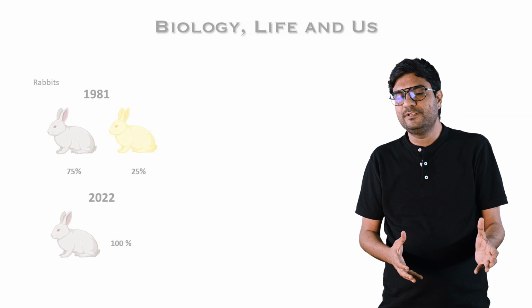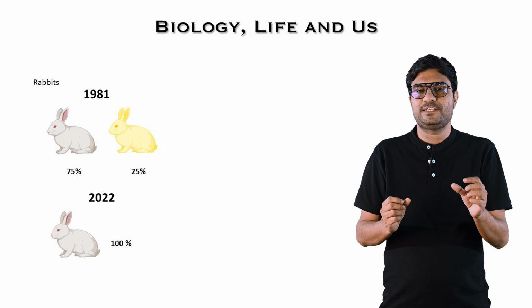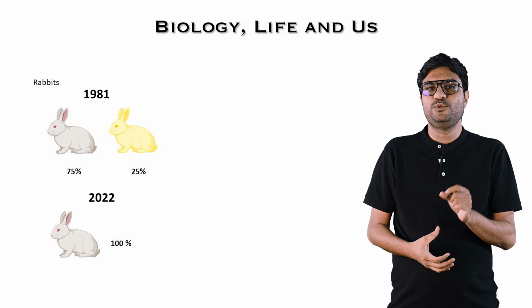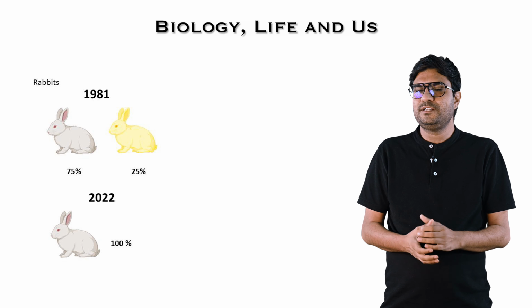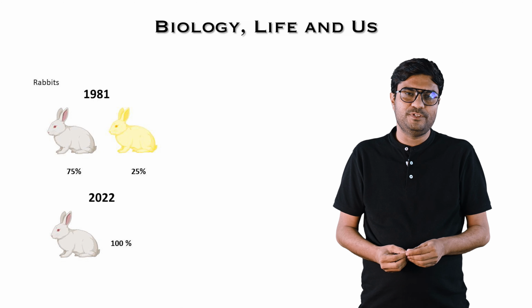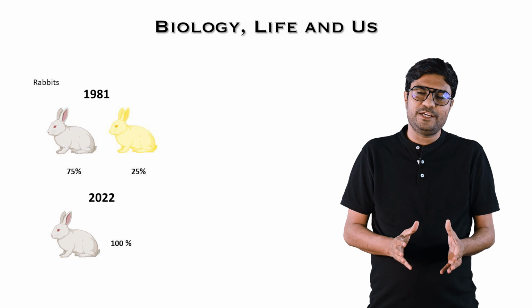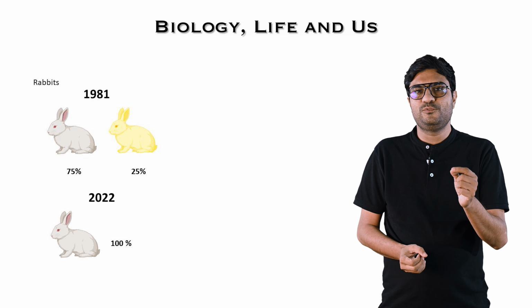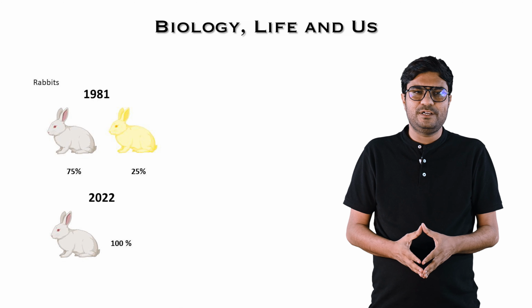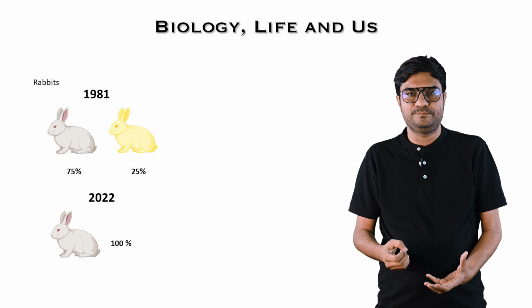In 1981, a group of scientists performed a very interesting experiment on the coat color of rabbits. The results were as expected. 75% of the rabbits were white for the coat color and the remaining 25% were yellow for the coat color. Now, it is matching with the Mendelian ratio of 3:1.